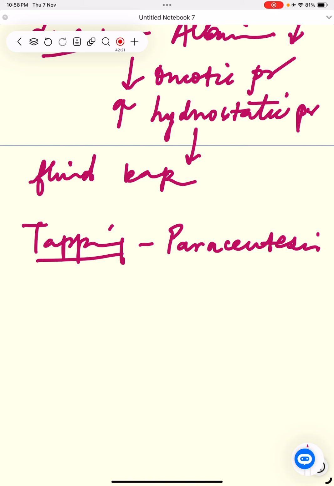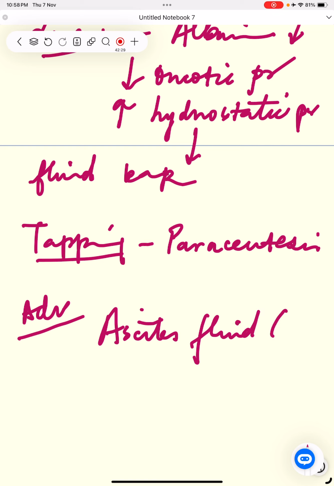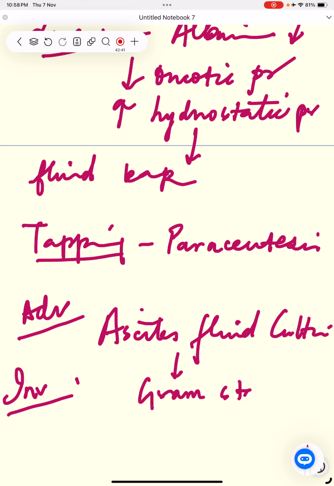So it is advised that we can advise the patient for ascitic fluid culture. Okay, so these are the investigations. And then you can also do gram staining of ascitic fluid. Okay, so you can also go for culture.